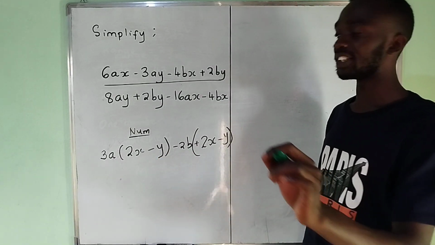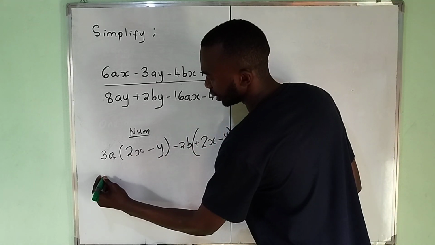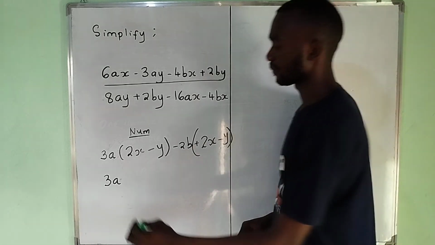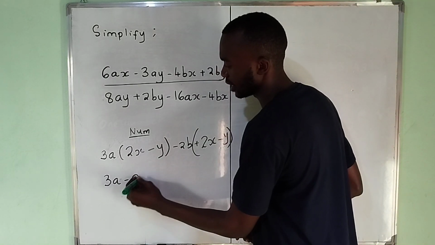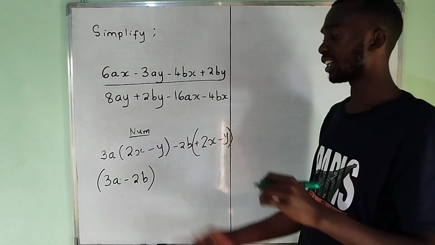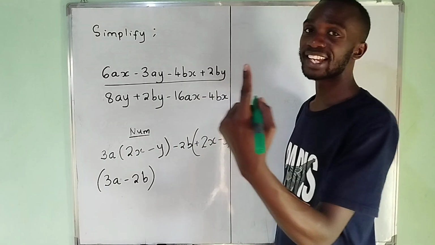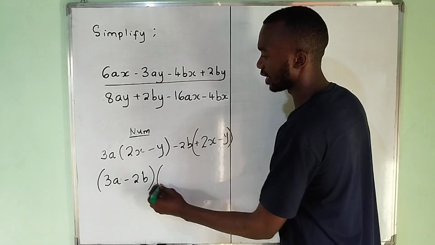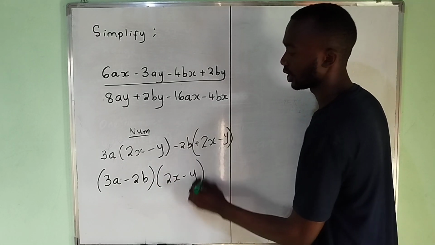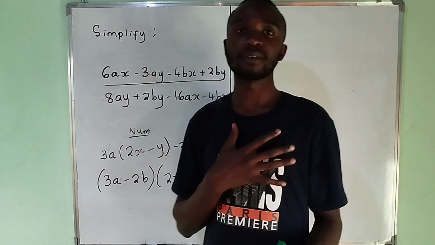So I'm going to take whatever is outside the bracket, which is 3a. We're going to subtract this 2b. Subtracting 2b, you close the bracket. That is the first bracket. Then the second bracket, because these are the same, we pick any one. That becomes 2x minus y. So this is factorizing the numerator.